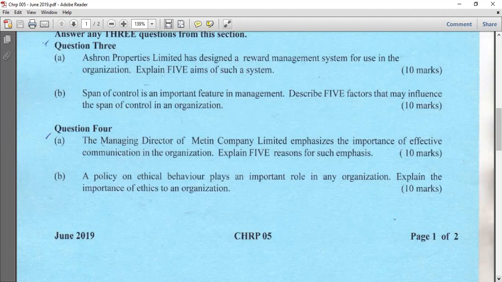Question 3B. Span of control is an important feature in management. Describe 5 factors that may influence span of control in an organization. Anybody to attempt?